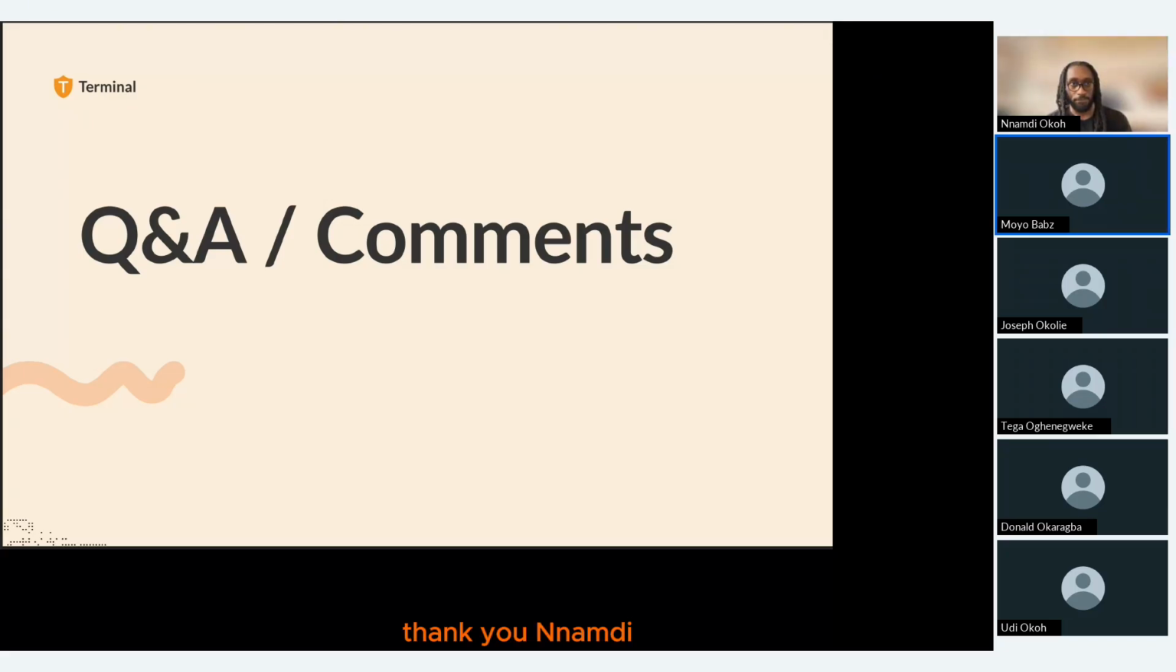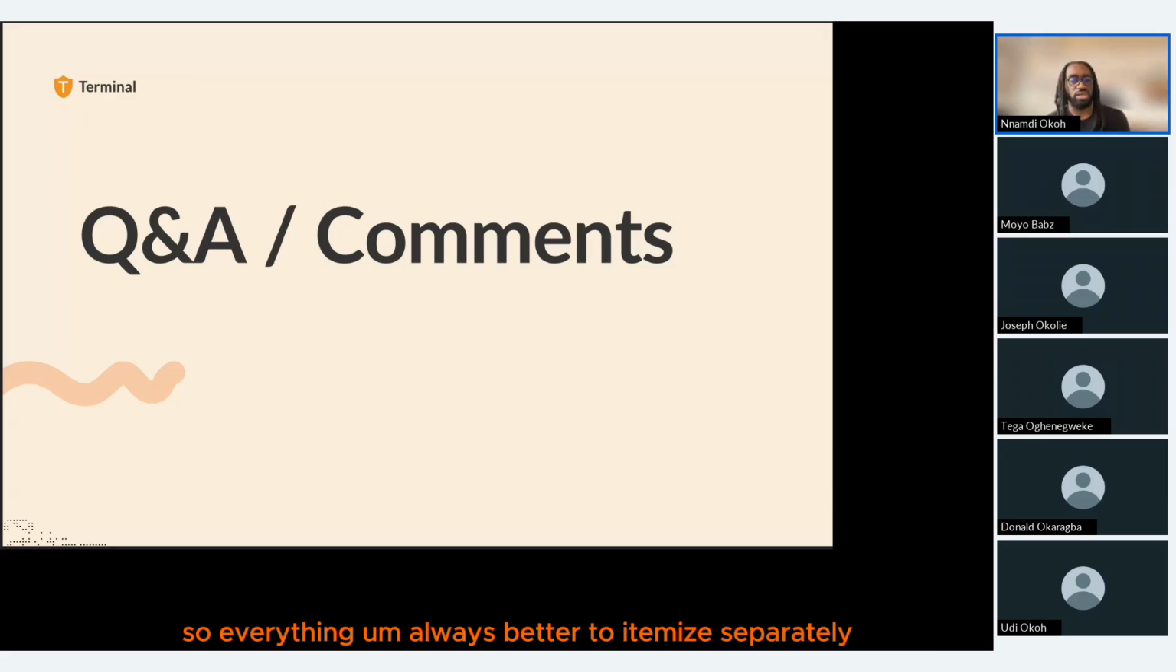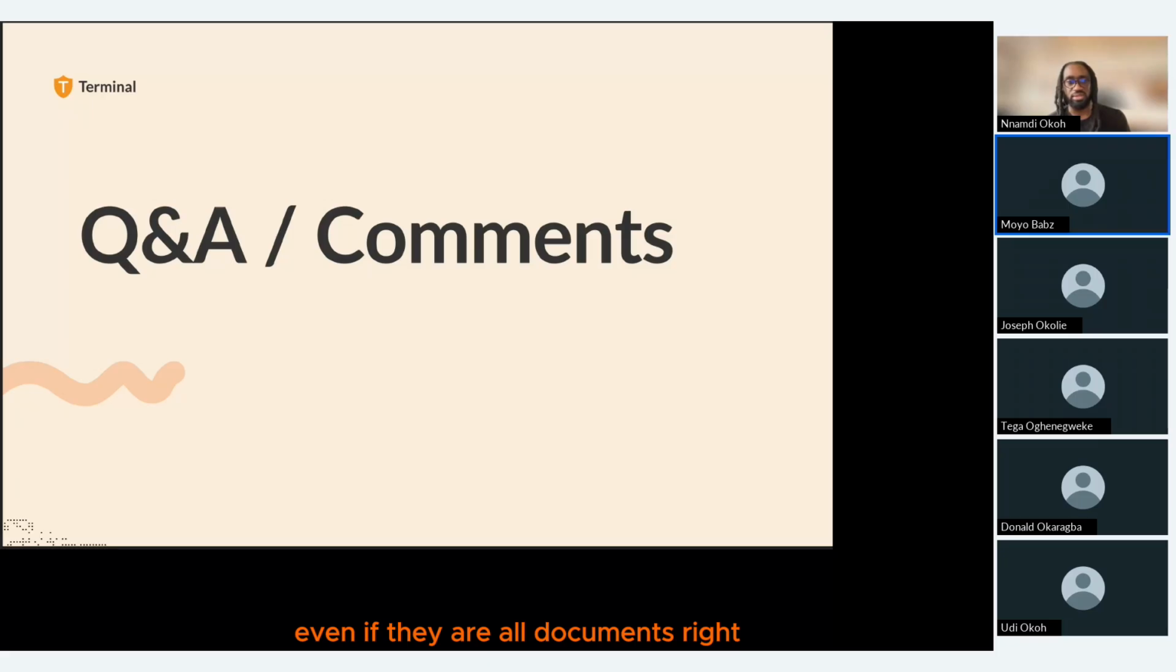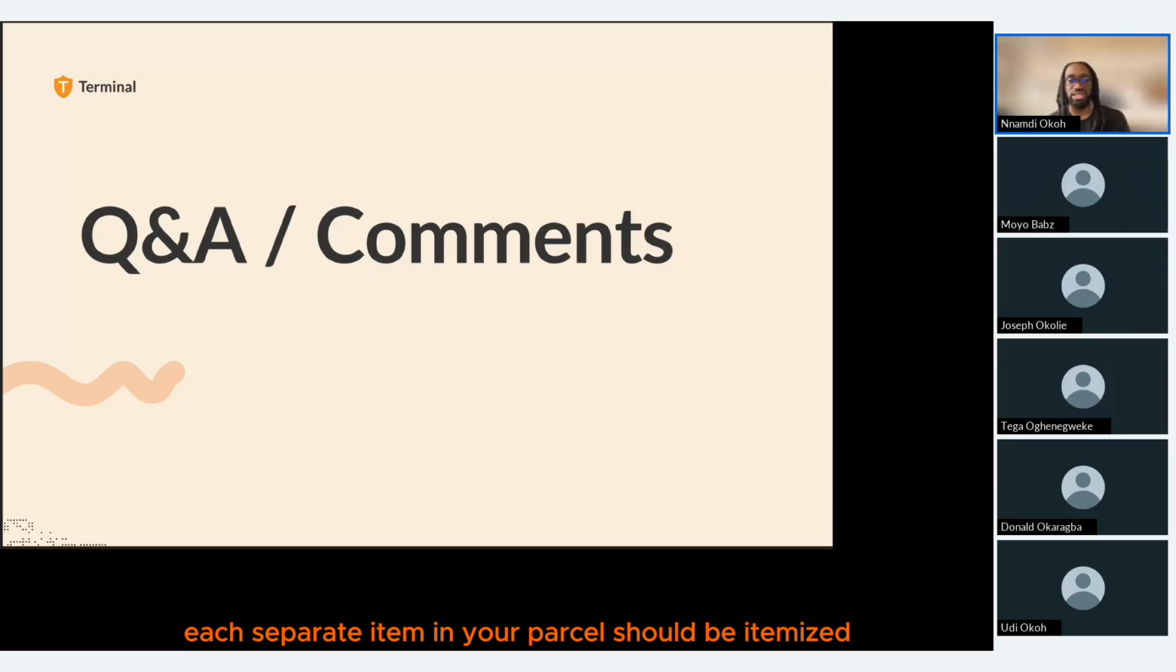Thank you, Nnamdi. I have two more questions and then we'll wrap up. When I have documents to ship, e.g. international passports, letter, receipt, etc., do I itemize them separately or join them together? It's always better to itemize separately, even if they are all documents. Itemize each one. Essentially each separate item in your parcel should be itemized. So if you have a passport, a letter, and a receipt, that means you have 3 items and each one should be listed separately.